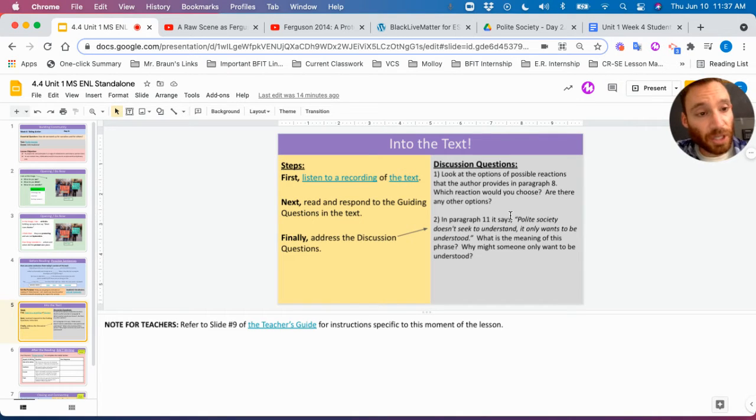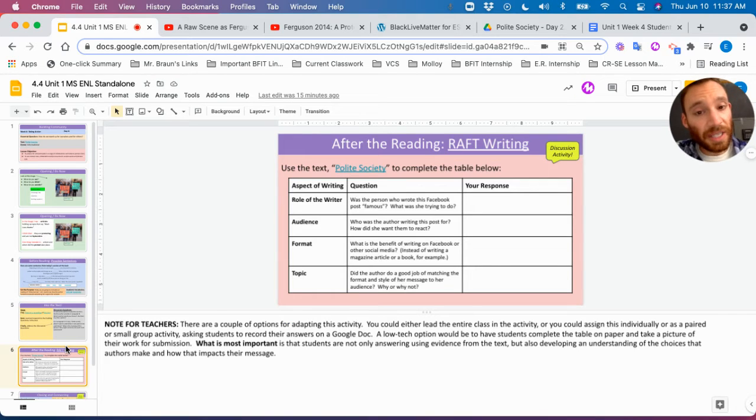Some of these questions may be challenging for the students, so it may be important to possibly review the questions before asking students to work on their own or with a partner, and then having students share out at the end of the activity. Following the reading, there's an after reading activity called Raft Writing.